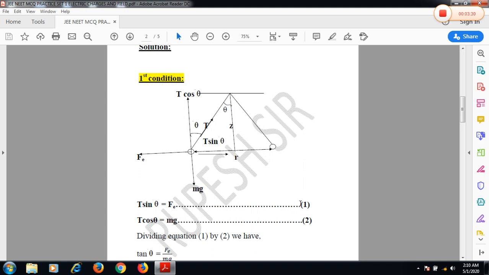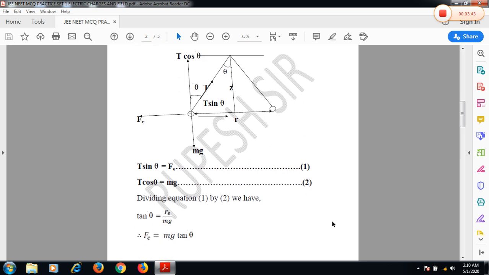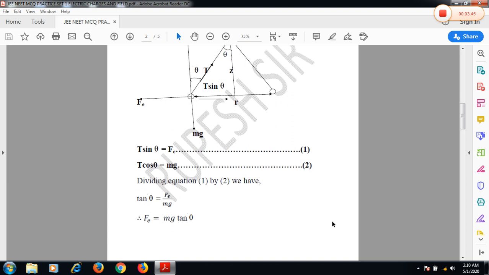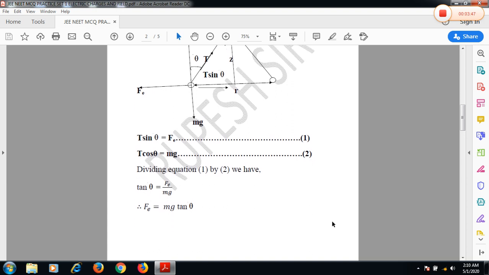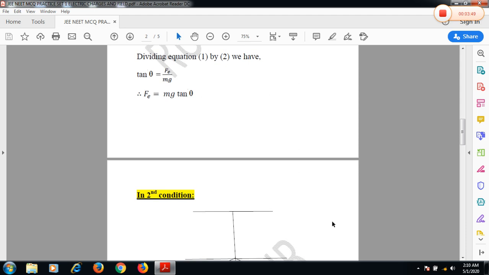We have numbered it 1, that is T sin theta equals Fe, and T cos theta equals mg, which we have numbered as equation 2. Dividing equation 1 by 2, we have tan theta equals Fe by mg. Therefore Fe equals mg tan theta.